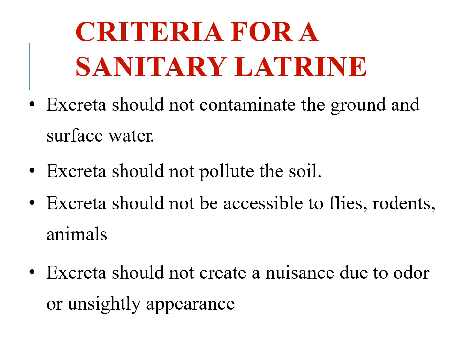So what is the criteria for a sanitary latrine? The excreta should not contaminate the ground and surface water. The excreta should not pollute the soil. The excreta should not be accessible to flies, rodents and animals. And the excreta should not create a nuisance due to odor or unsightliness.